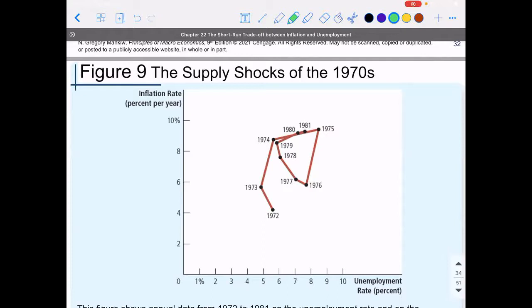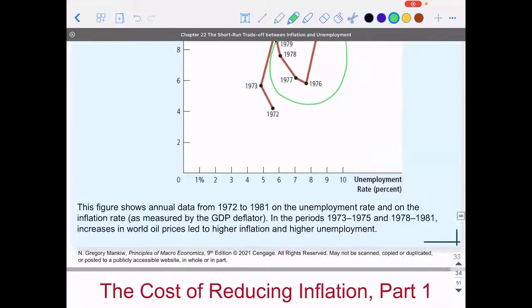And so as you take the 1970s through that entire decade, you see a Phillips curve that is moving in a circle rather than the downward trajectory.